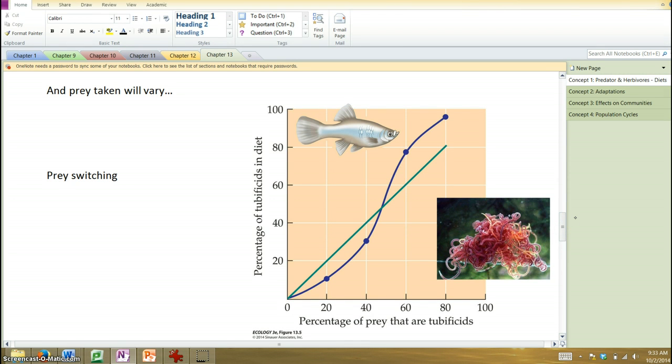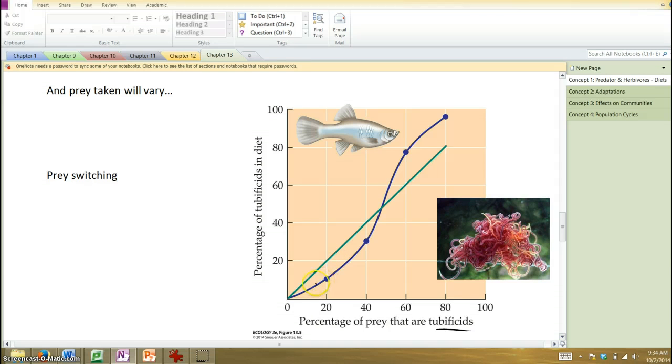Here's an experiment in which they study these fish that eat, among other things, these tubificid worms that live in ponds and lakes. And so the green line is sort of what you would expect if the proportion of the worms in the environment was equal to the proportion of the worms in the fish's diet. That is, if the worms made up 20% of the prey items out there, then of course they would be 20% of the diet of the fish.